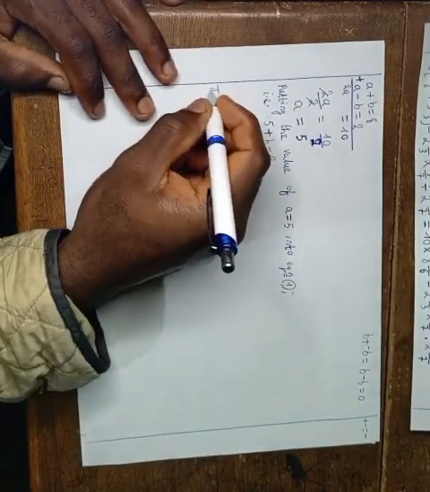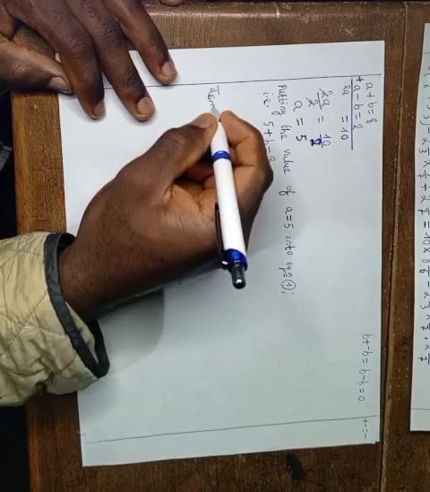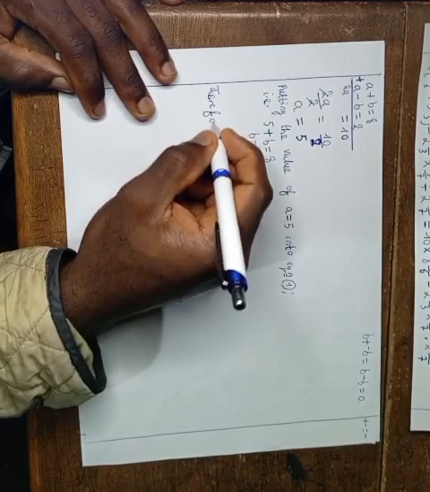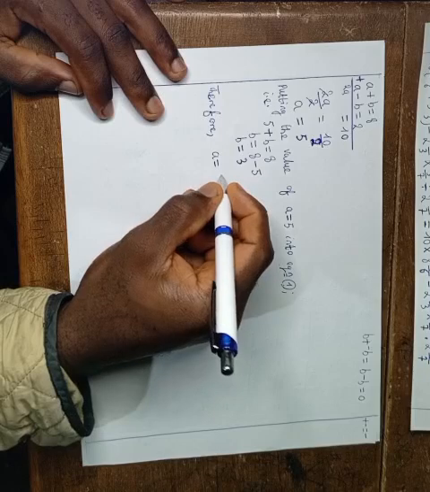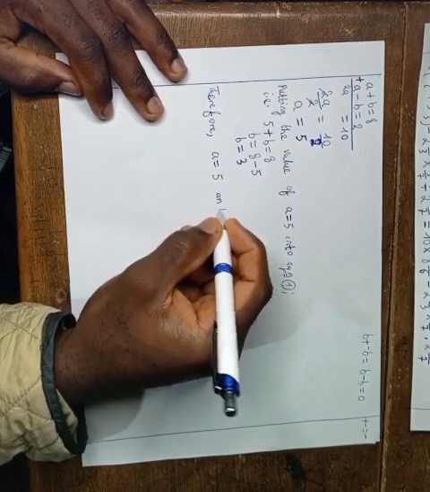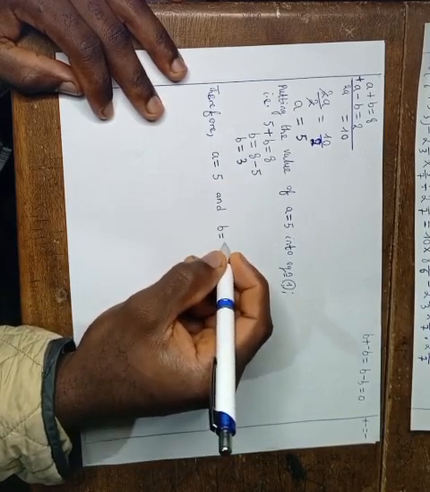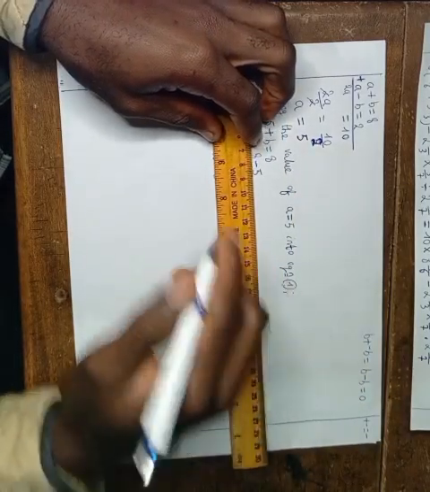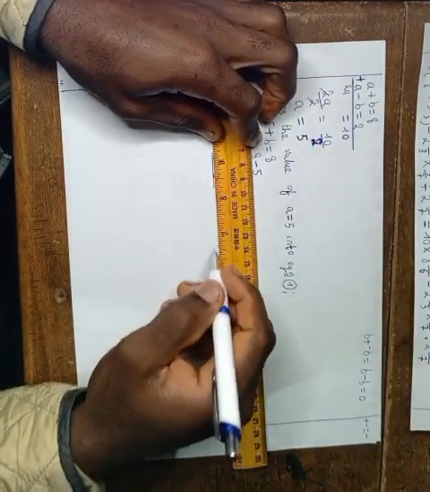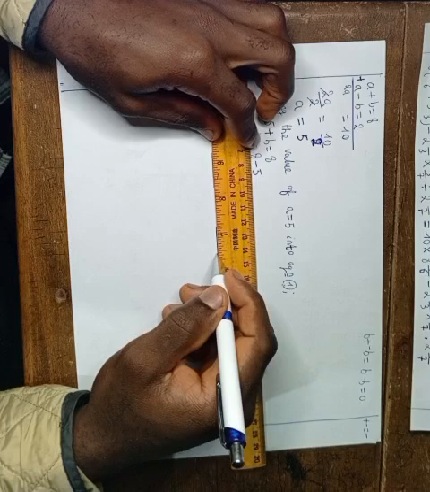Next, we are going to conclude, therefore, A is equal to 5 and B is equal to 3. So these are the values. We underline them. These are our answers.